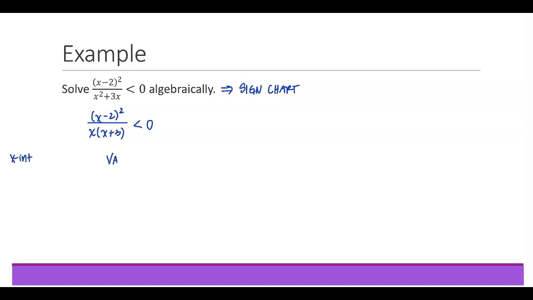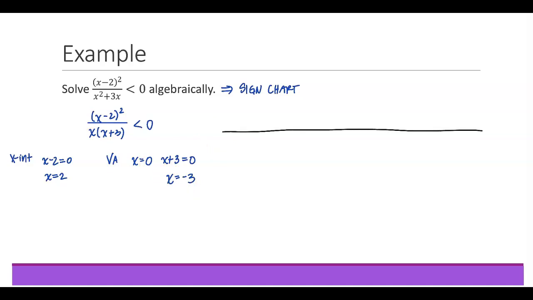Now, our x-intercepts are found by setting the numerator equal to 0. Well, that's setting x minus 2 equal to 0, so I get just x equals 2. And then vertical asymptotes are found by setting the denominator equal to 0. So I'm going to get x equals 0, x plus 3 equals 0, so x is equal to 0 and negative 3.